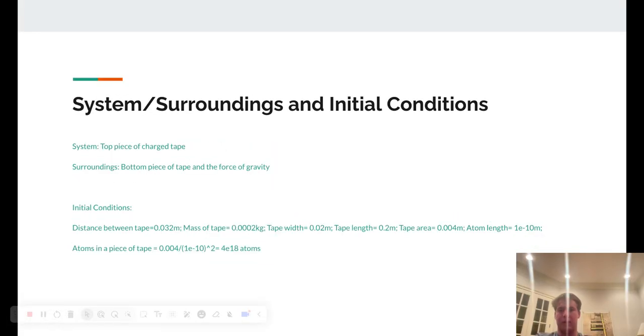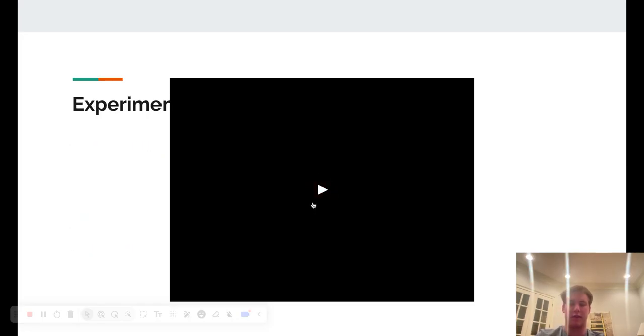Oops, that's the wrong way. So our system is the top piece of charged tape. Our surroundings are the bottom piece of tape and the force of gravity. Here you can look at our initial conditions if you want to. That's how we set the experiment up. Here's a video of the experiment.